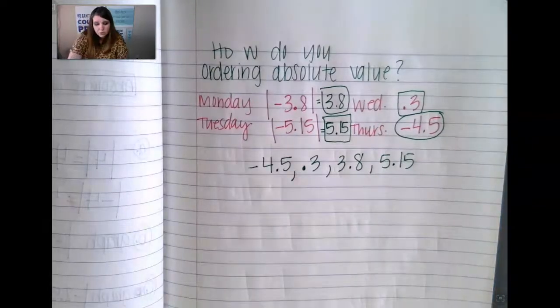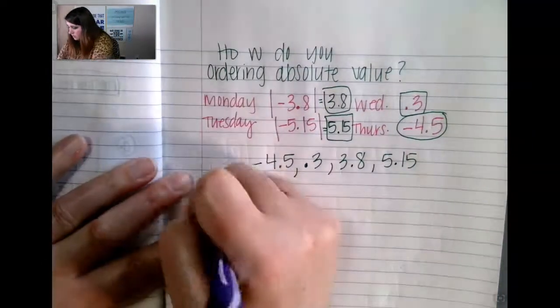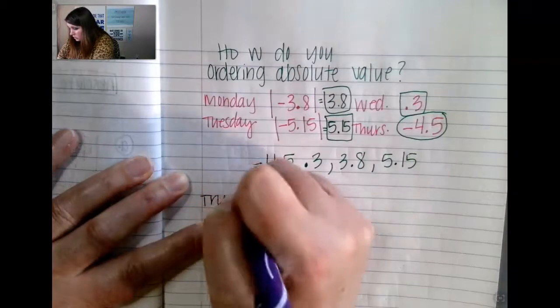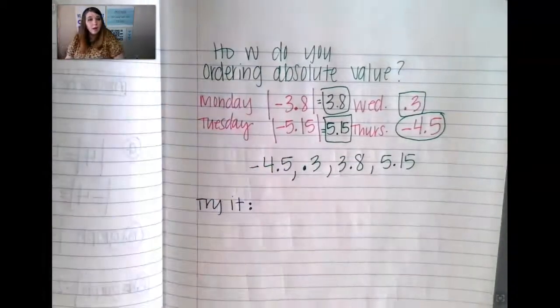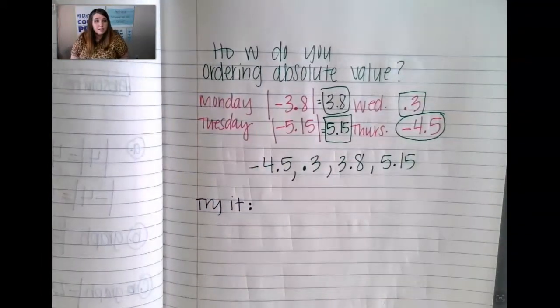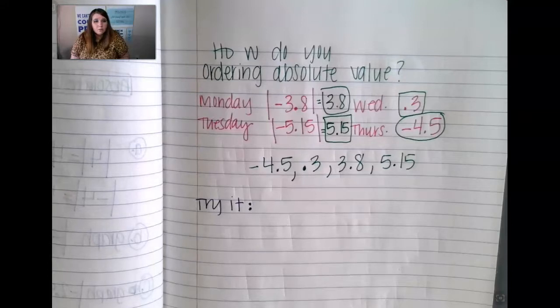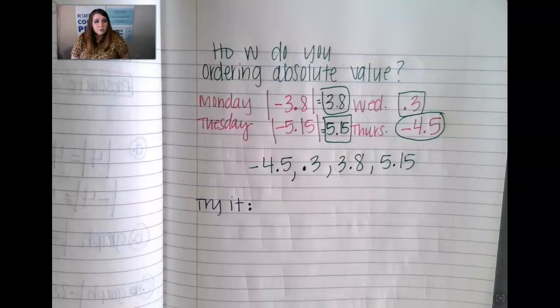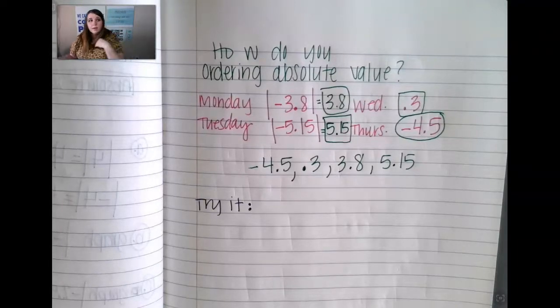Okay, so your try it right now. Your try it is to put these numbers in order from least to greatest. So I want you to put these in order from least to greatest.